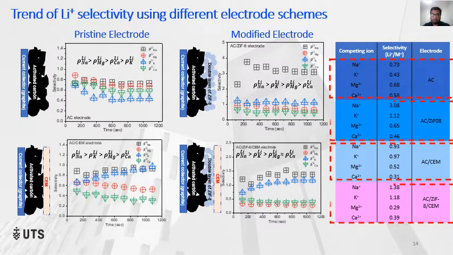So after the modification of GF8 in the AC GF8 electrode, the selectivity increased quite a lot for the monovalent sodium and potassium, which are 3 and 1.12 respectively. On the other hand, for the GF8 induced chem electrode, the selectivity of sodium and potassium were well above 1, but not as much as the AC GF8 electrode. The values were 1.38 for sodium and 1.12 for potassium.